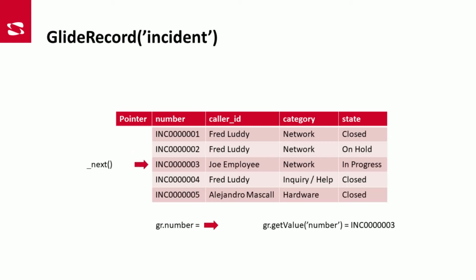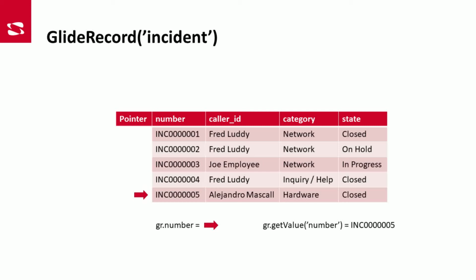Calling the next function again moves the pointer to the third incident record, and calling the next function again moves the pointer to the fourth incident record. Calling the next function yet again moves the pointer to the fifth incident record. gr.number still contains a reference to the pointer itself, and gr.getValue contains a string copy of the actual value. At the next attempt of calling the next function, the GlideRecord object determines there are no more incident records, and the while loop exits. Now we will traverse the array.